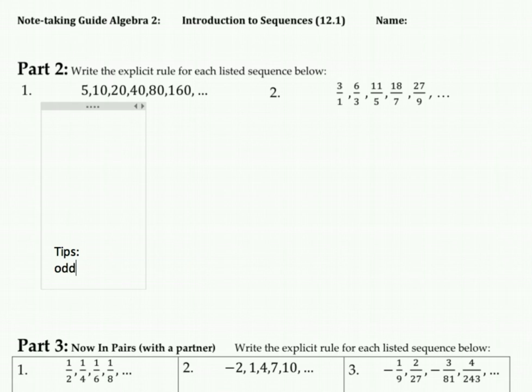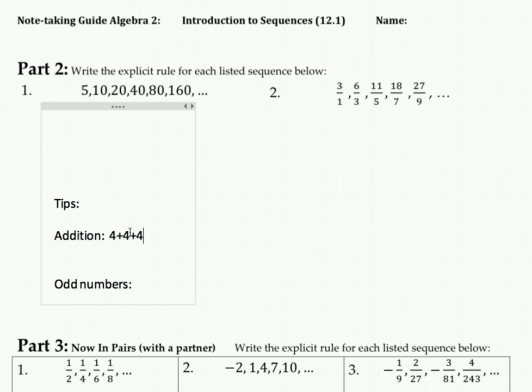If you notice the sequence appears to have odd numbers in it, that means that you're going to be doing addition. So addition, what does addition look like in sequence land? Like if you were taking 4 and adding 4 a whole bunch of times. Well, if you're adding 4 a certain amount of times, then in sequence land that often is going to be called 4 times n, because you're doing 4 a certain number of times, which we'll call n number of times.